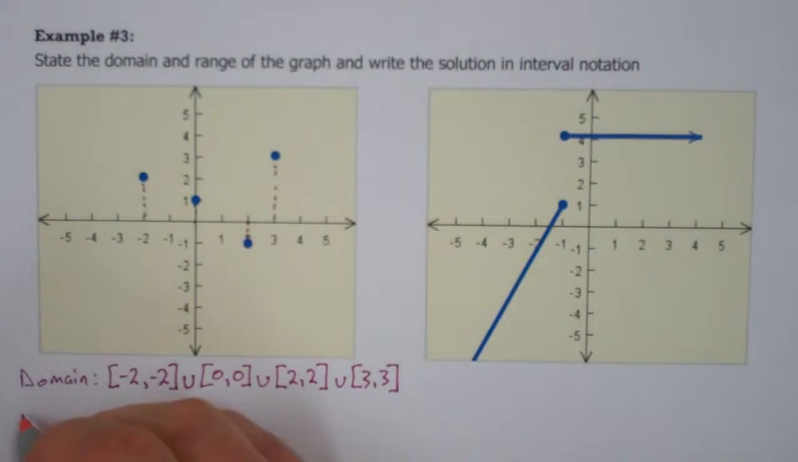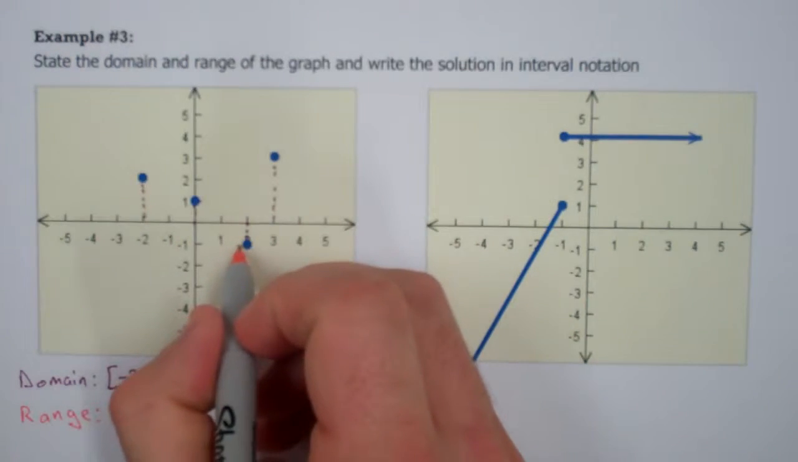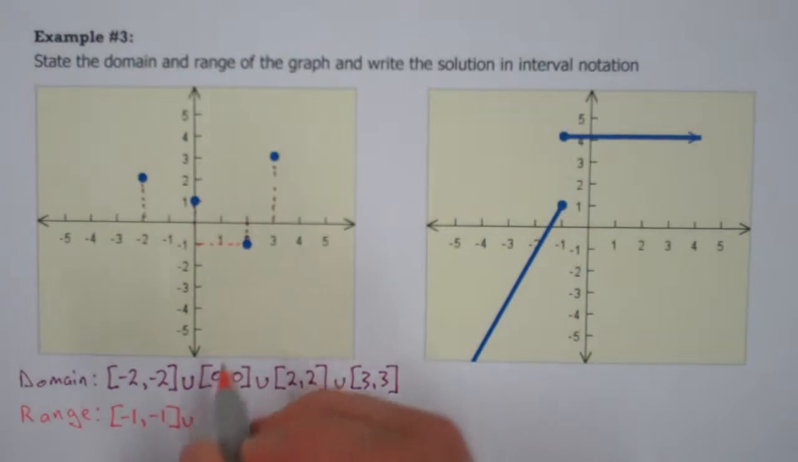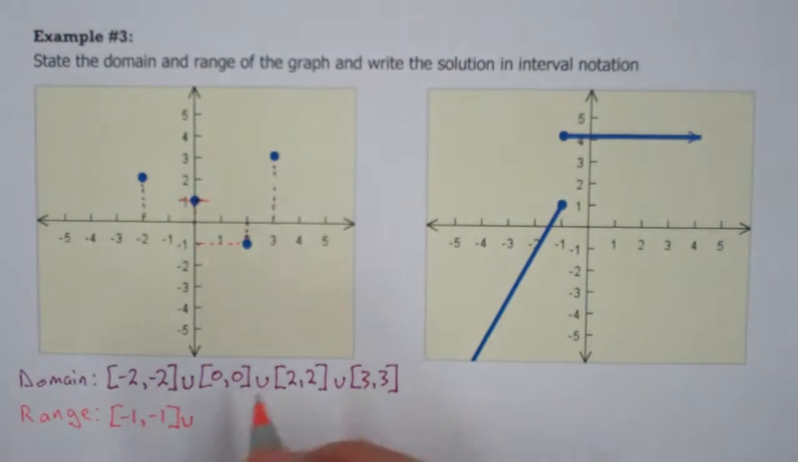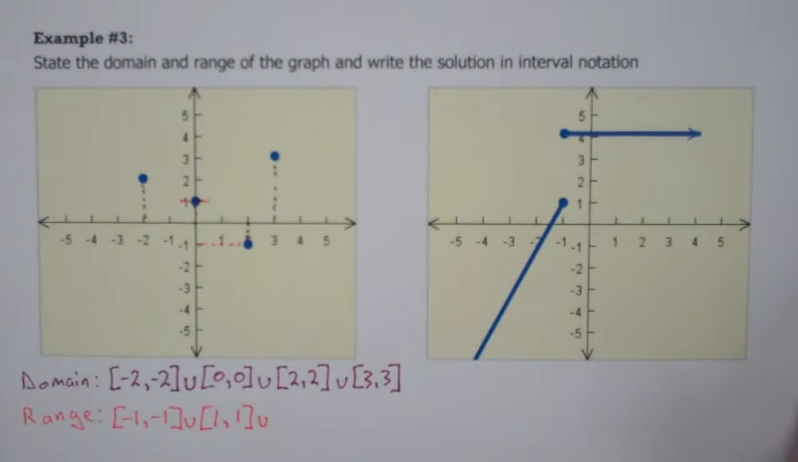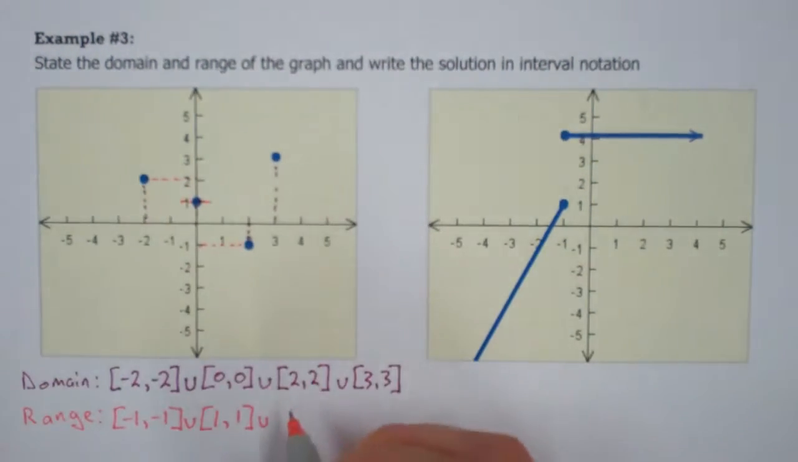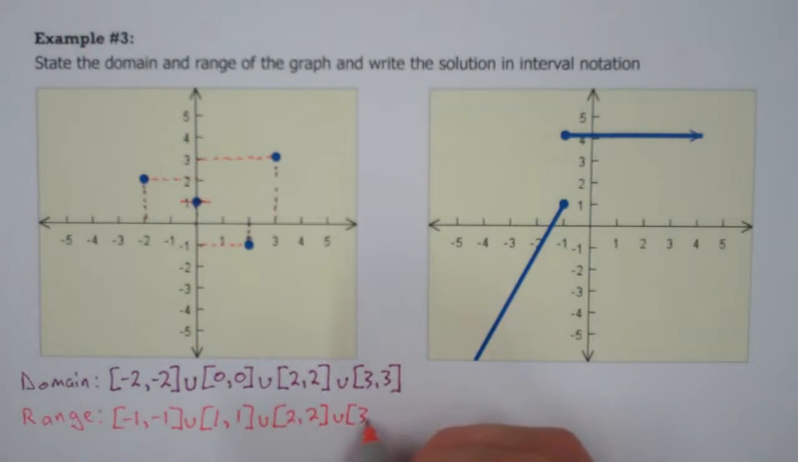So the range, that's going to be all the y values. Let's start off with the lowest one. So there's a -1. The next one is right here, and the value here is 1. And again, we're only looking at the y values. Oops, twist it a little bit. There we go. The next one is 2. And the next one would be 3.